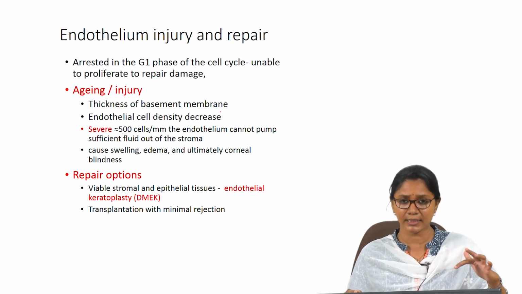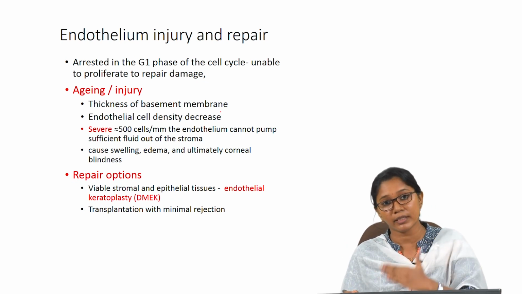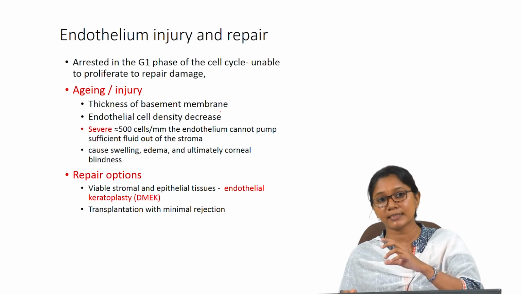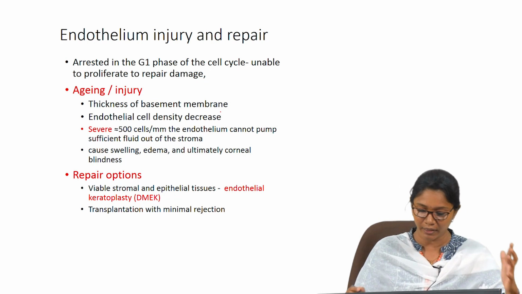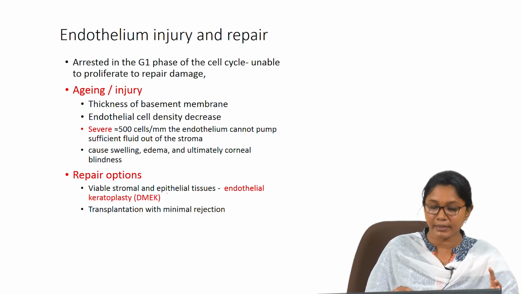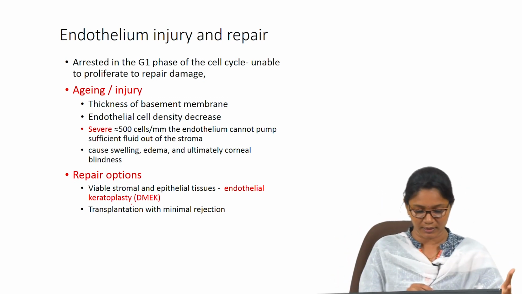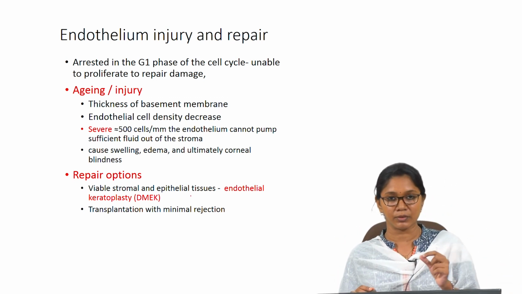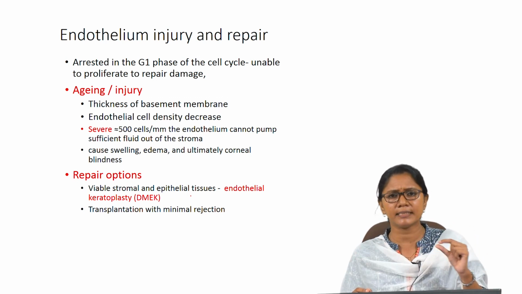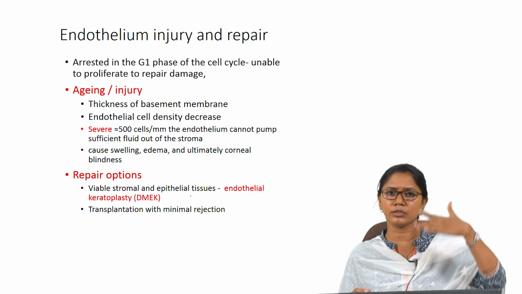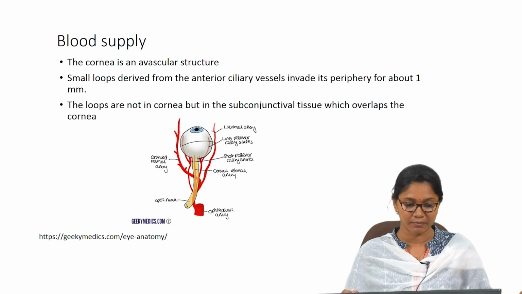And so, this is the situation when there is a basement membrane issue, that is when there is a problem in your endothelial cells, your entire cornea will be affected and it has to be replaced. A corneal transplantation would be done. So, with viable stromal and epithelial tissues, endothelial keratoplasty will be done and the transplantation with minimal rejection can be performed. Only the endothelial cell layer can be transplanted if there is no damage to the other superficial layers.